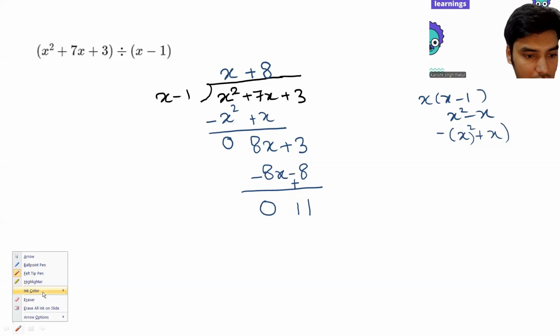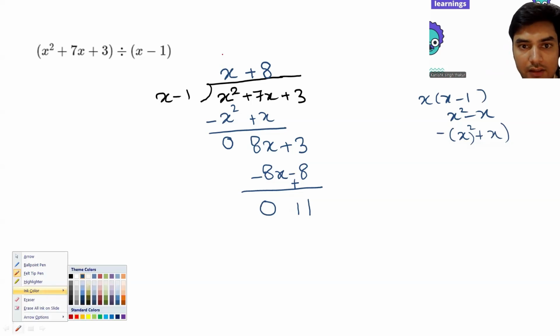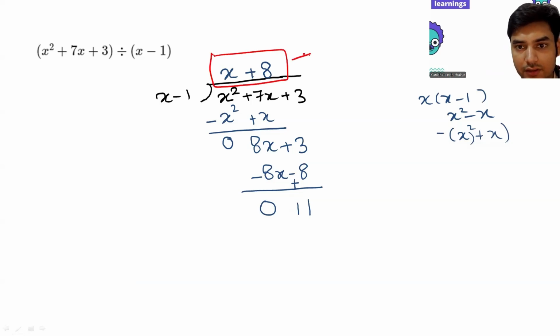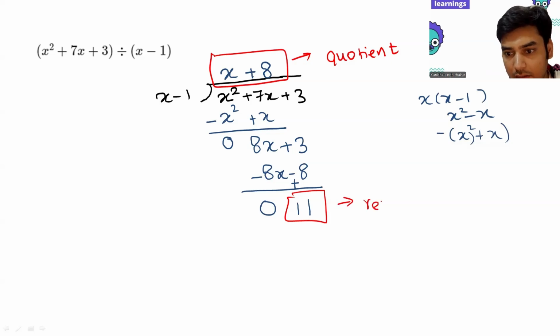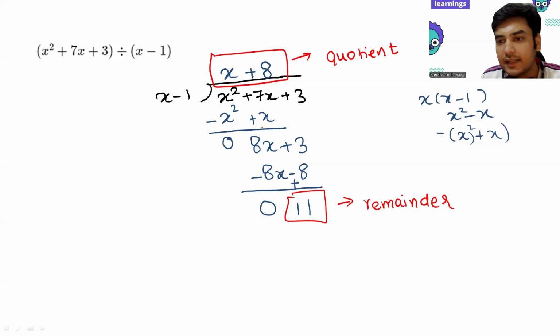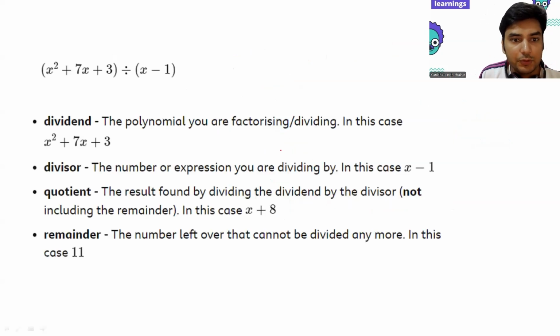So what you got? What all things you got? This thing, you got it as a quotient. So quotient, you got it as x plus 8 and remainder, you got it as 11. Remainder, you got it as 11, right? And x minus 1 is your divisor. This is your dividend. This is your divisor. I hope you must have got it, right?